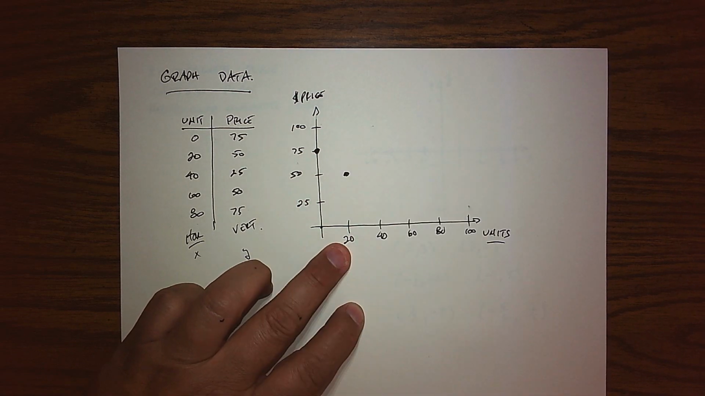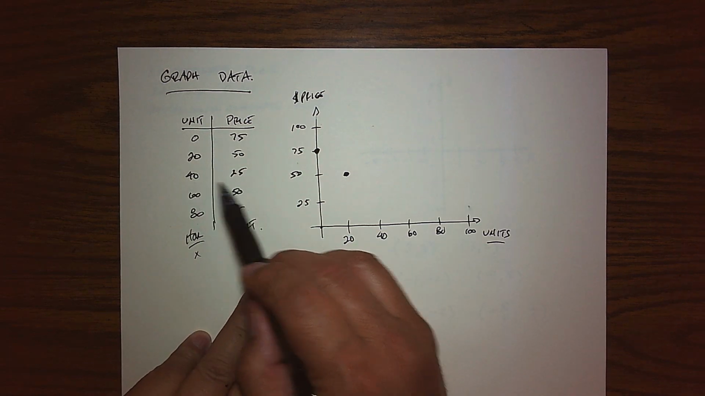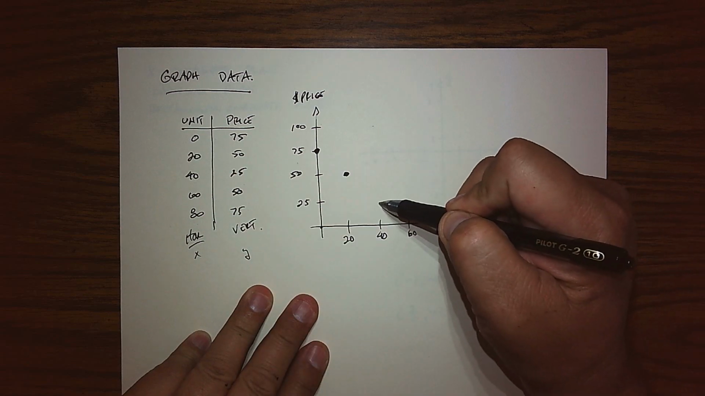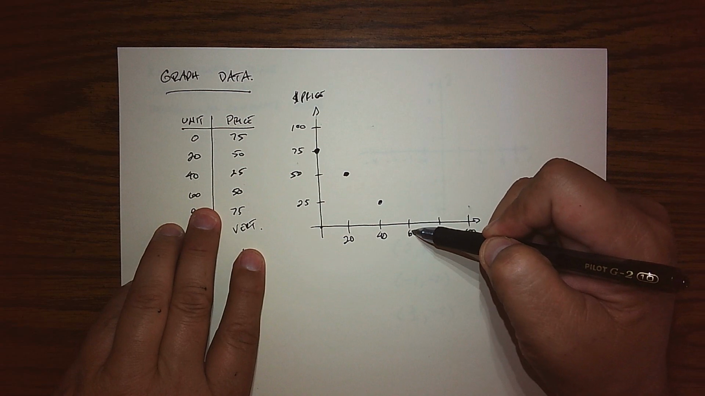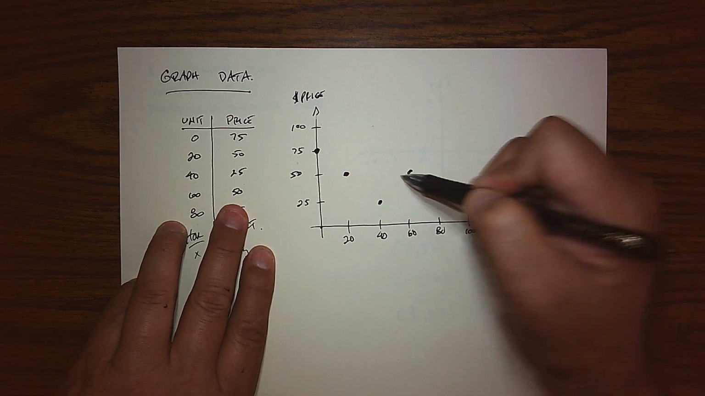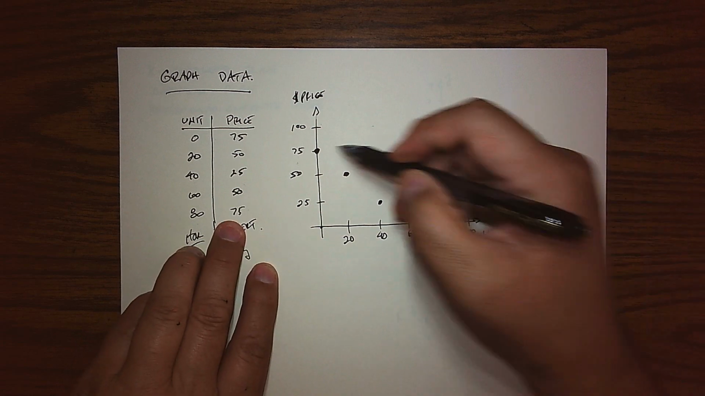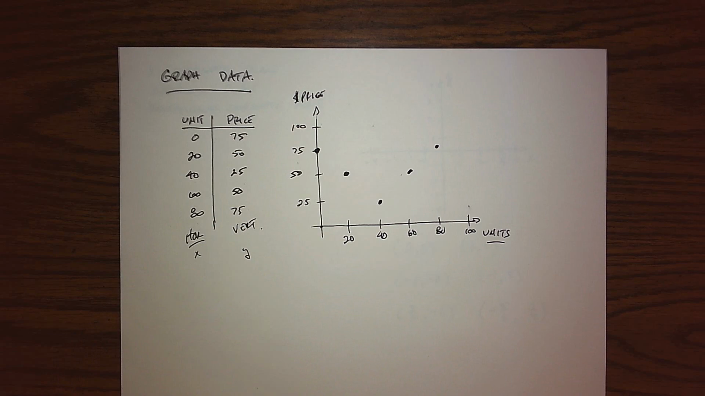And so I'm using a scatter plot to present the data. When I have 40 units, I have a price of 25, which takes me about right there. When I have 60 units, I have a price again of 50. And when I have 80 units, I have a price again of 75. And so that is what the visualization of that data would look like.